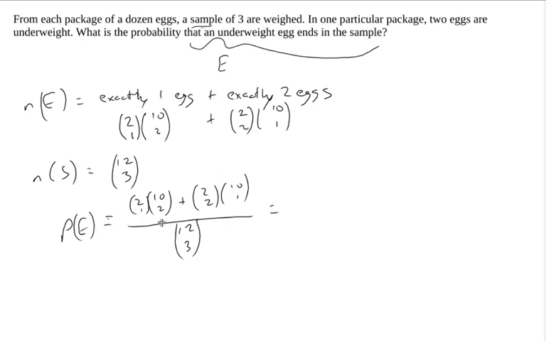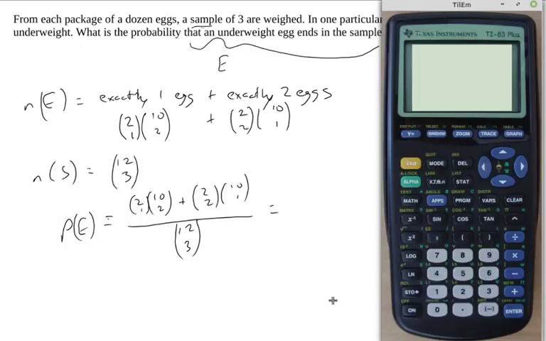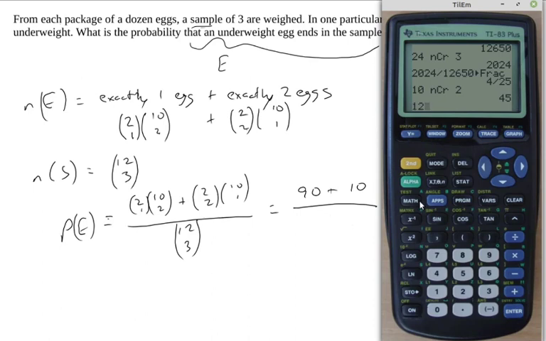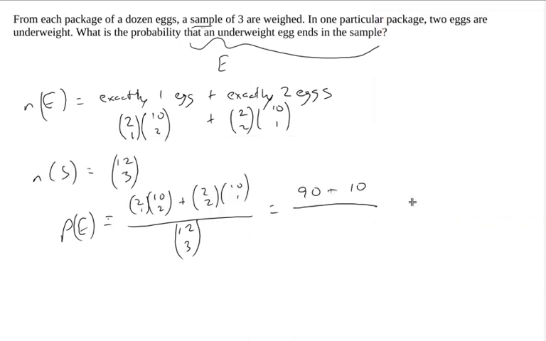2 choose 1 is 2. 10 choose 2, I probably should figure that out. 10 choose 2 is 45. So we get 90. That's 2 times 45. That's what this number is. 2 choose 2 is 1, and 10 choose 1 is 10. So 1 times 10 is 10. And then on the denominator, we have 12 choose 3. 12 nCr 3, which gives us 220. So we get 100 out of 220. And again, this fraction could be reduced, but I don't really care about reducing it.